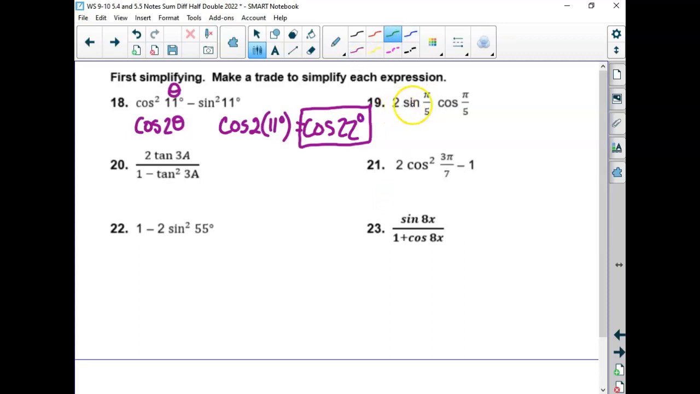Let's try this one. 2 sine cosine. What is a 2 sine cosine? Anybody find it? 2 times sine times cosine is a sine of 2 theta. So it's 2 times, what is our theta in this question? Pi over 5. So you could also write it as the sine of 2 pi over 5.